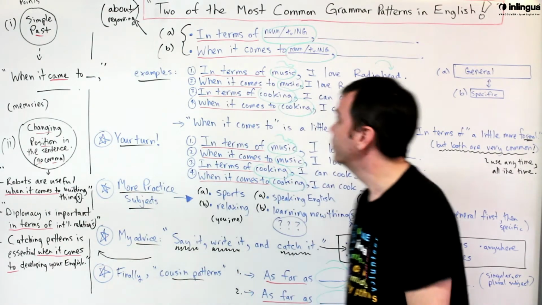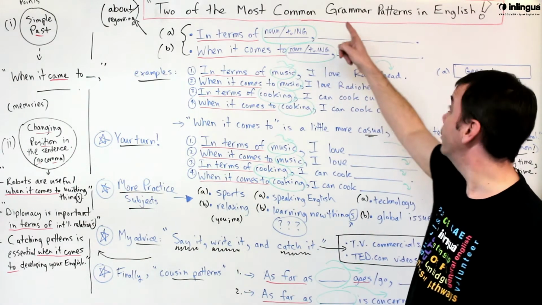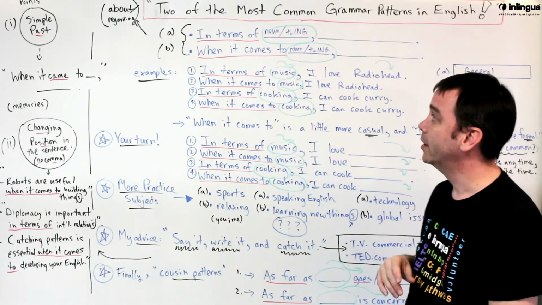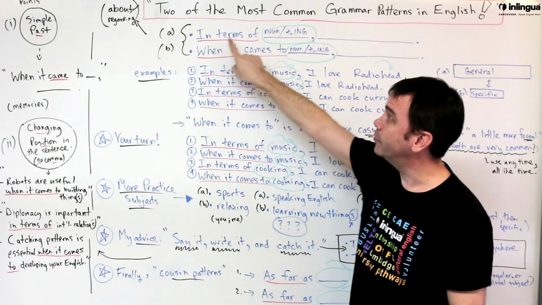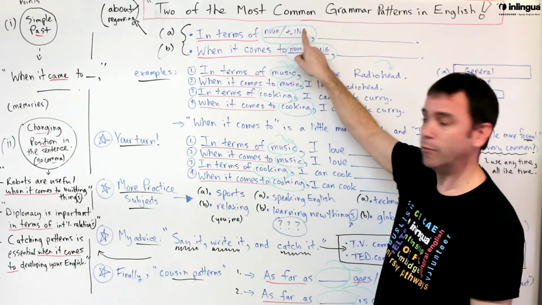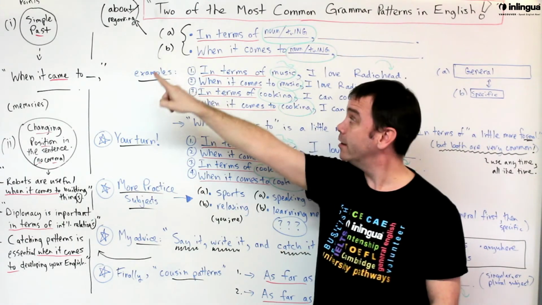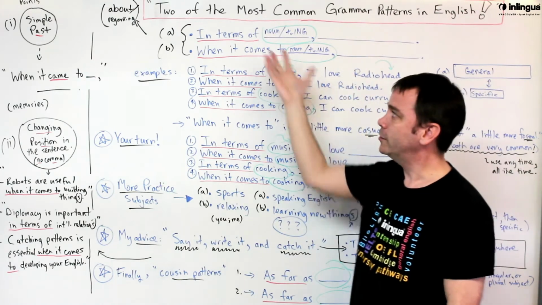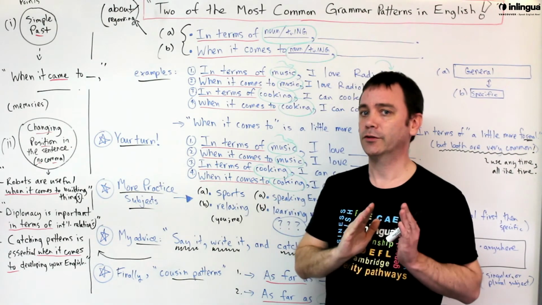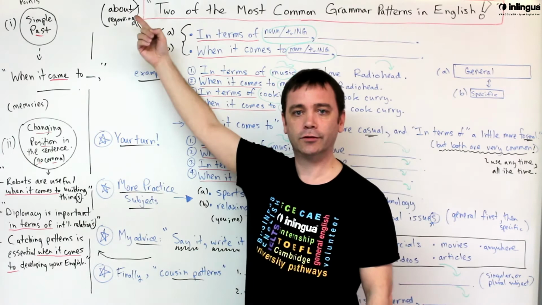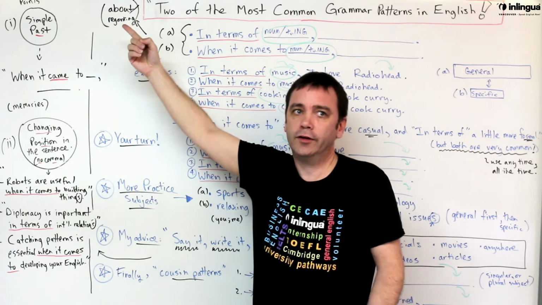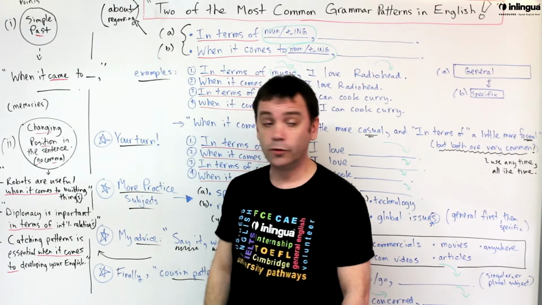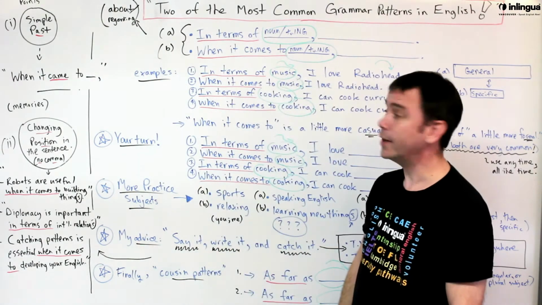Today I'm going to share with you two of the most common grammar patterns in English. Very common patterns. I'm excited to teach you. The first pattern, A, is "in terms of" plus a noun or an ing form. And B is "when it comes to" plus a noun or an ing form. So what do these mean? Basically, they mean "about," like if we are talking about soccer, or if we are talking about pizza, or "regarding." Yes. So first, let's start with 4 examples.